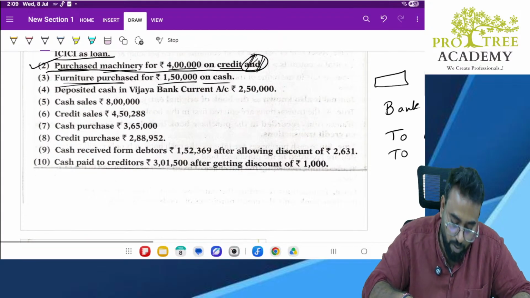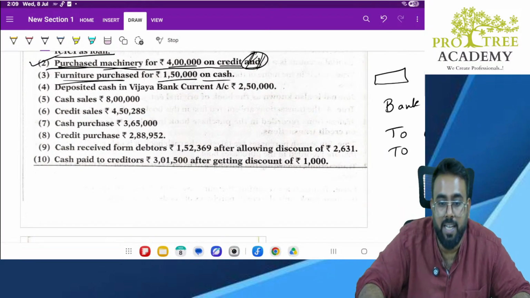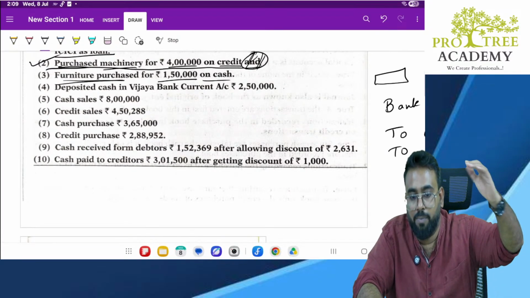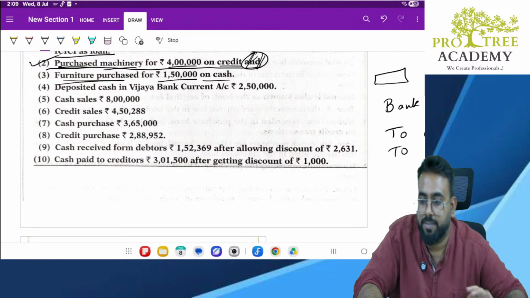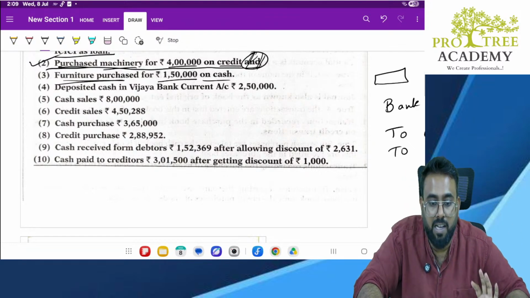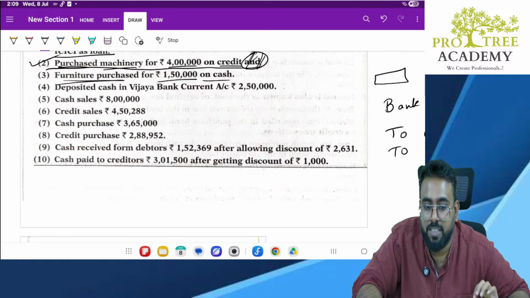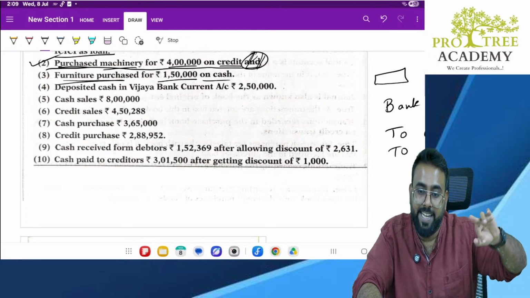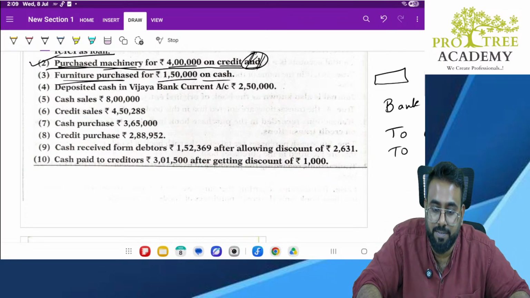Now, when you purchase the machinery, is it income, expense, asset, or liability? Expense, will it fit the definition? But is it capital expenditure or revenue expenditure?